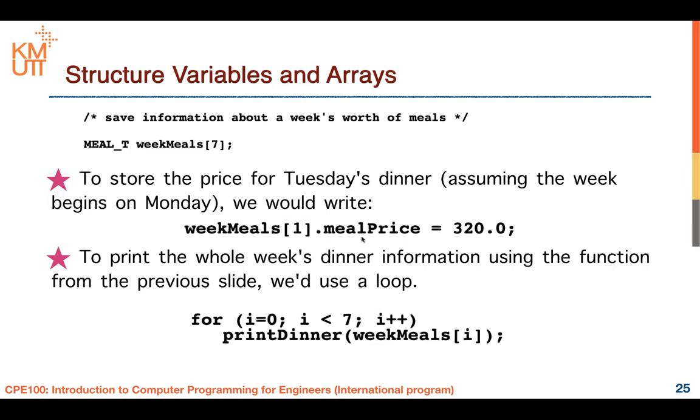In order to make it easier, if you want to print out seven dishes, you can just simply use a for loop like this, and then you can print dinner, week meals, and then index i from 0 to 6, right? This is very easy to use. You can use the structure very easily in the sense of normal variables.